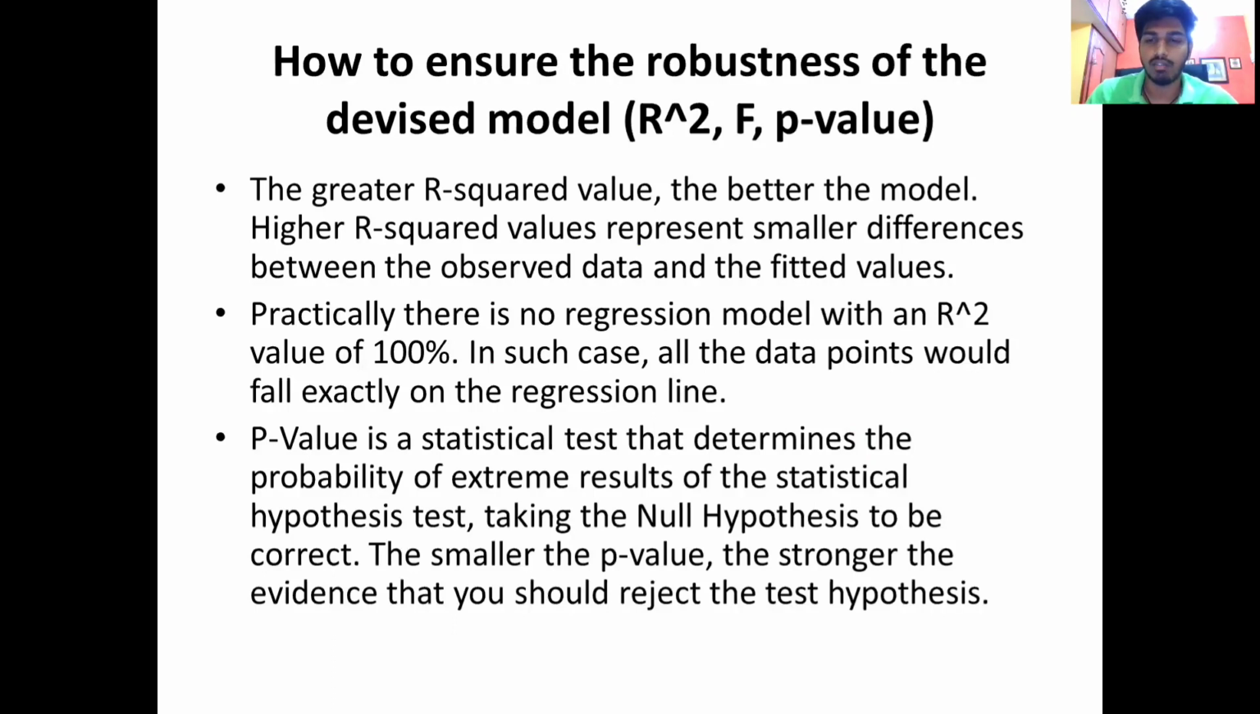Practically, there is no regression model with an R squared value of 100%. In such a case, all data points would fall exactly on the regression line. But such a regression line doesn't exist.